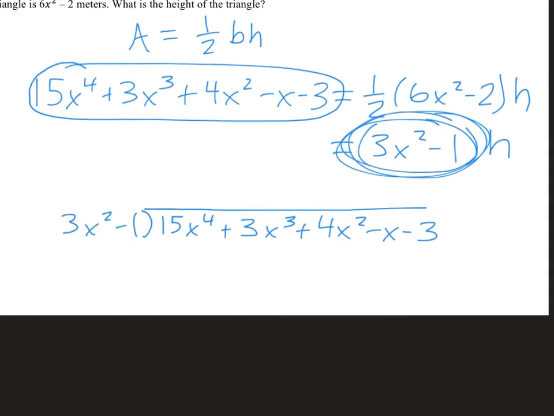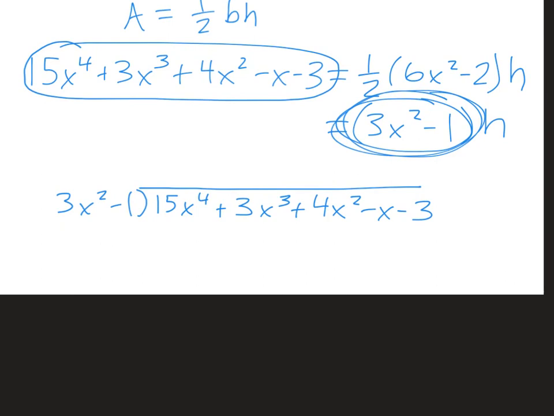Okay, so first step is divide. So we divide 15x to the 4th divided by 3x squared, and we get 5x squared. So I'll write that over here. Divide, now multiply 5x squared with the denominator. You get 15x to the 4th minus 5x squared. Notice where I wrote it.